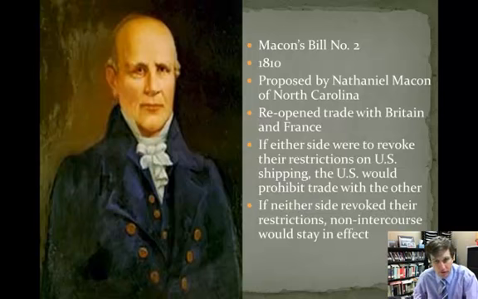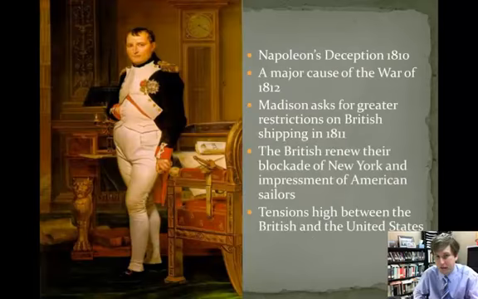So what Macon is trying to do is force the United States to pick a side, whether it's going to be the British or the French. You have to pick one. We'll be a primary trading partner with that side, and then we won't trade with the other. Now, if both sides, if the British and the French, continue to be belligerent, then we're not going to trade with either still, and we'll just have non-intercourse. We'll trade with the Spanish or the Dutch or whoever else we were going to trade with.